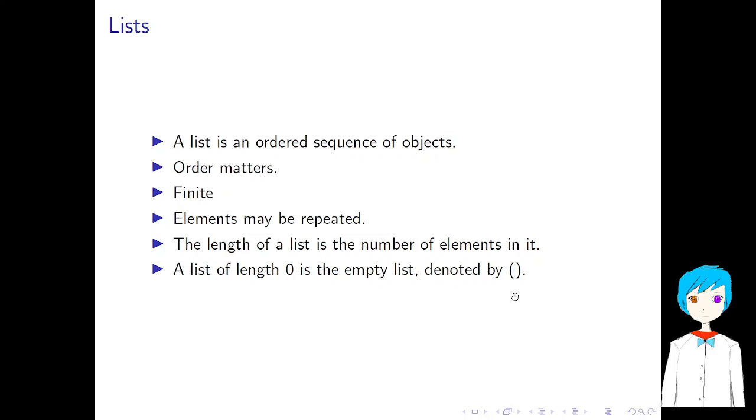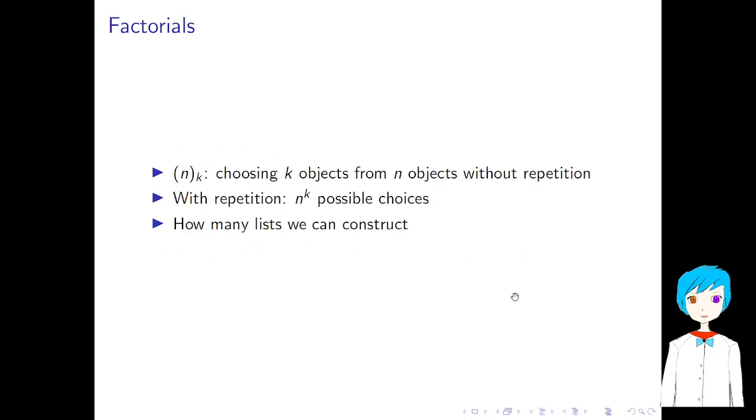Then we learned the concept of factorials. The notation (n)_k, the parenthesis of n with subindex k, is the number of ways to choose k objects from n objects without repetition. With repetition, the number of choices is n to the power k. So basically, we use this to denote how many lists we can construct. We have a very special notation if k equals n. That is n times (n minus 1) times (n minus 2) down to 1.